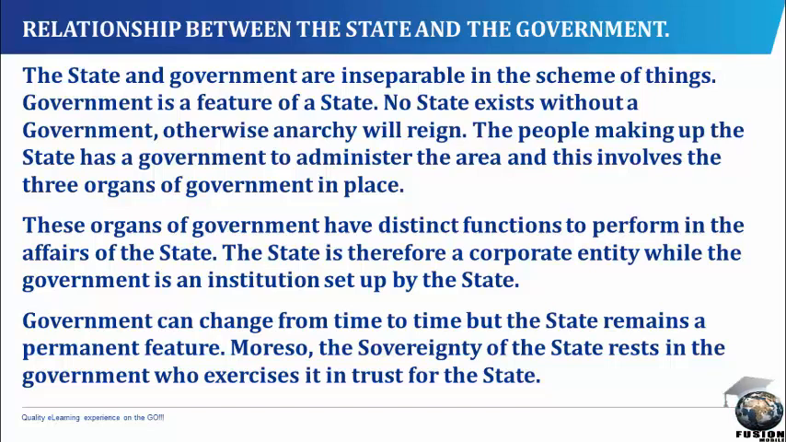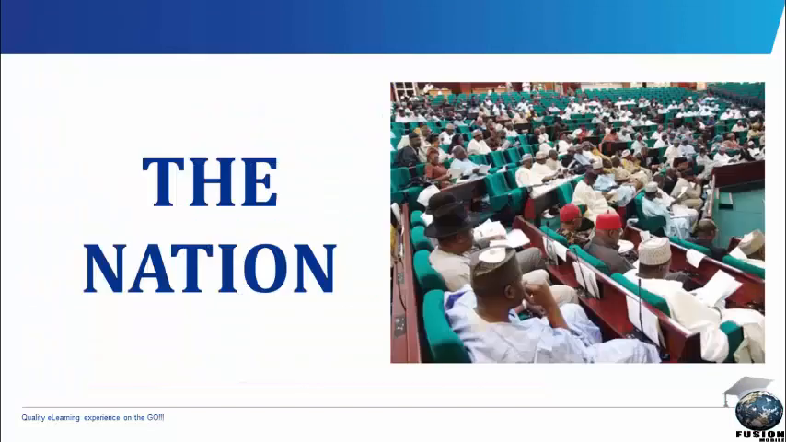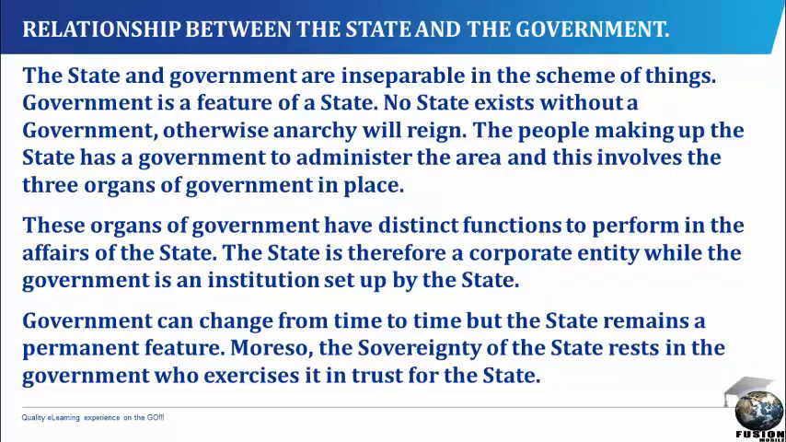These organs of government have distinct functions to perform in the affairs of the state. The state is therefore a corporate entity, while the government is an institution set up by the state. Government can change from time to time, but the state remains a permanent feature. More so, the sovereignty of the state rests in the government, who exercises it in trust for the state.